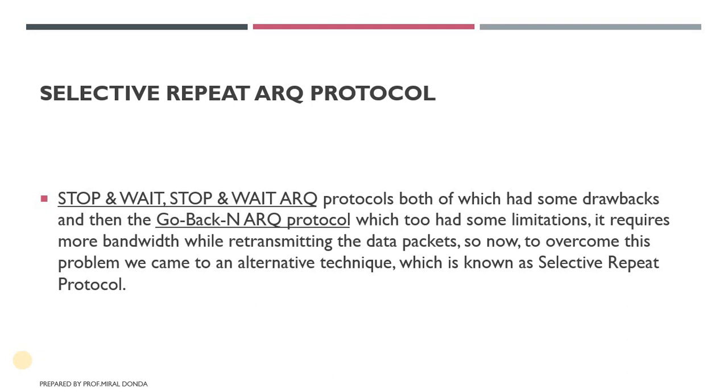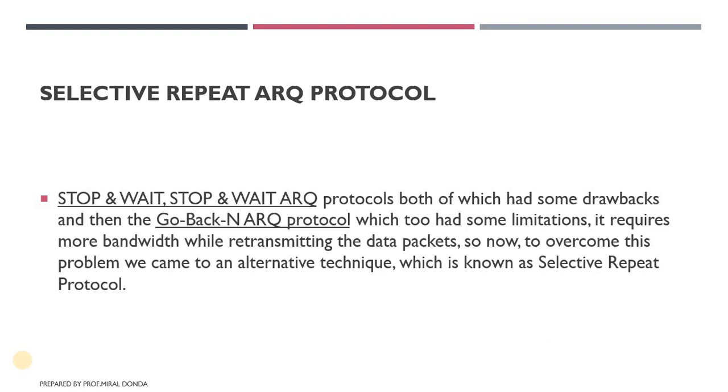Hello everyone, in this lecture we are going to learn about the last protocol for flow control, which is the selective repeat ARQ protocol. The stop and wait ARQ protocol had some drawbacks, and the go back N ARQ protocol too had some limitations. It requires more bandwidth while retransmitting the data packets. So to overcome this problem, we came to an alternative technique known as the selective repeat protocol.